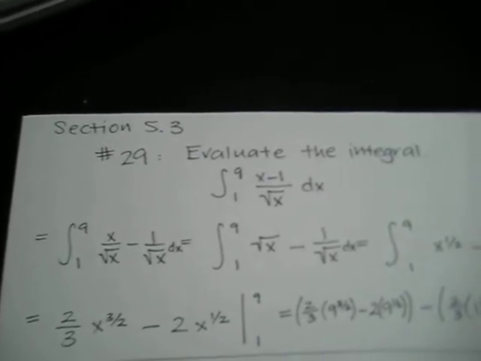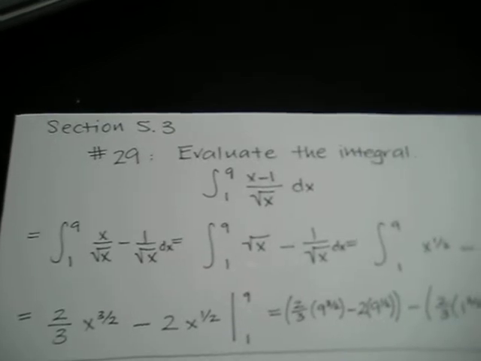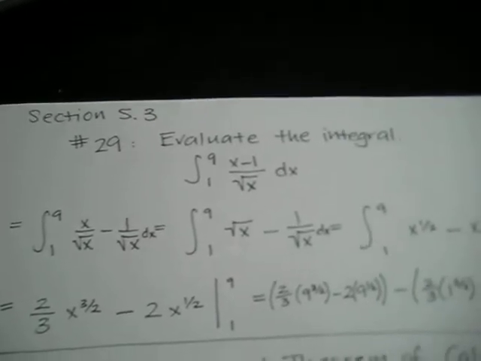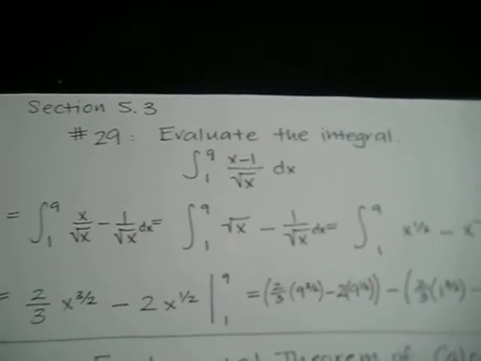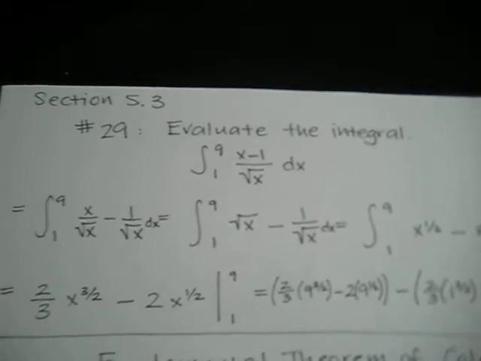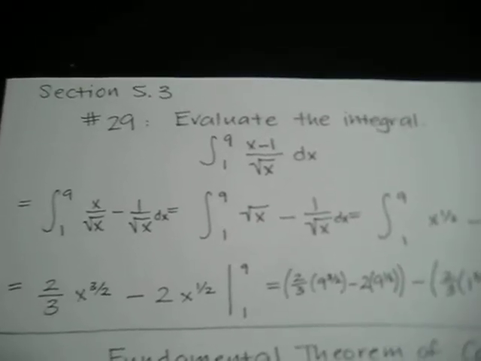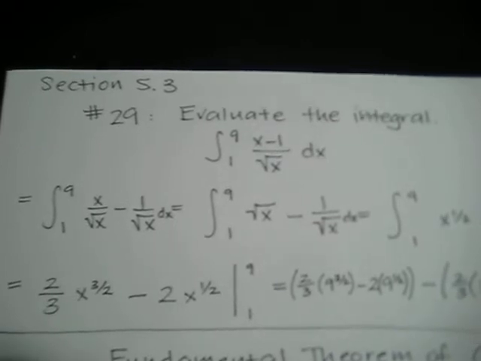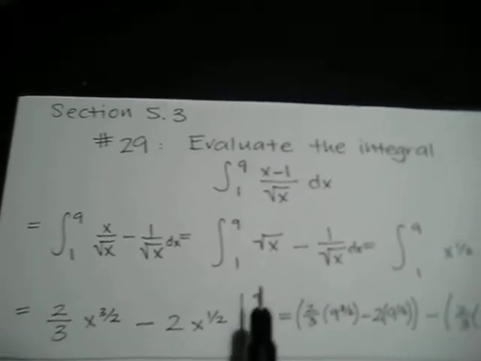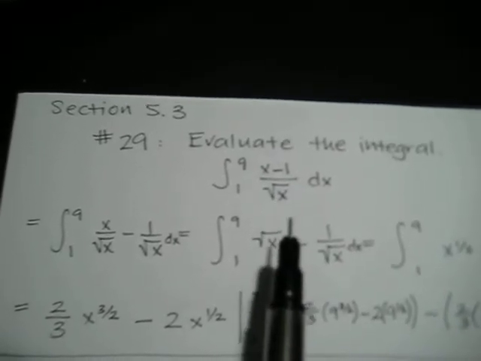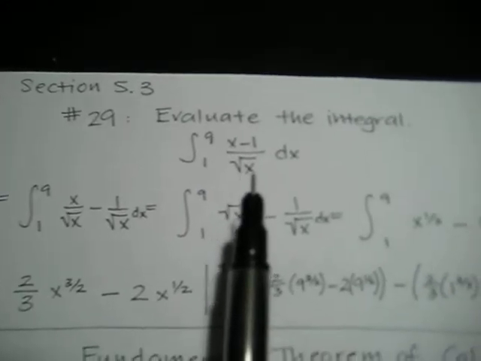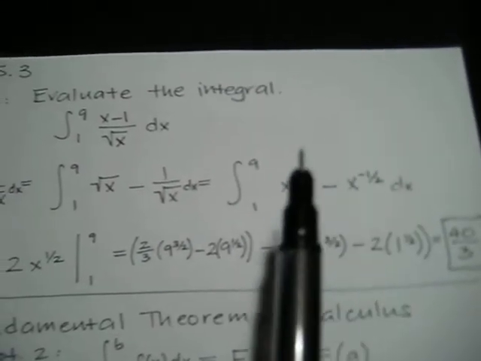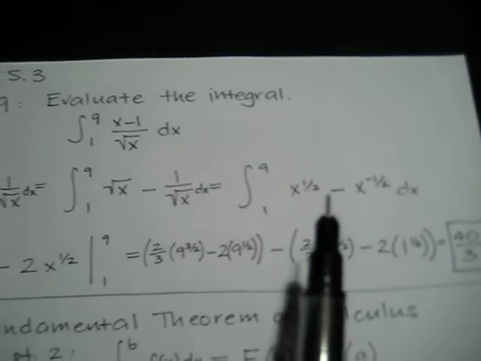This is problem number 29 from section 5.3, in which we evaluate the integral of (x minus 1) over the square root of x from 1 to 9. There's a couple different ways you can do the problem, but the easiest way is to convert this fraction, x minus 1 divided by the square root of x, into a more familiar format, which is closer to the polynomial format with the exponents.